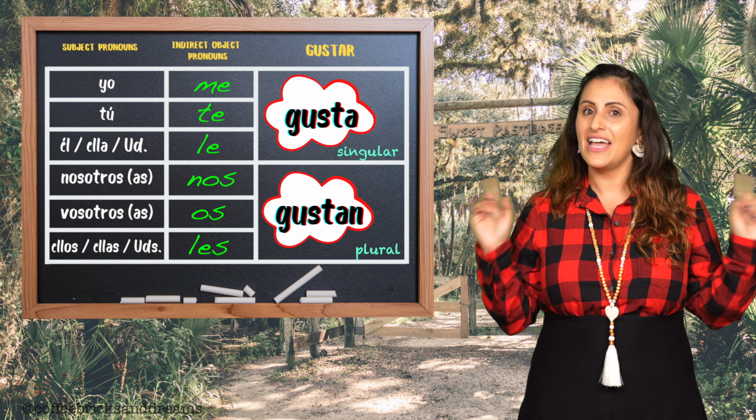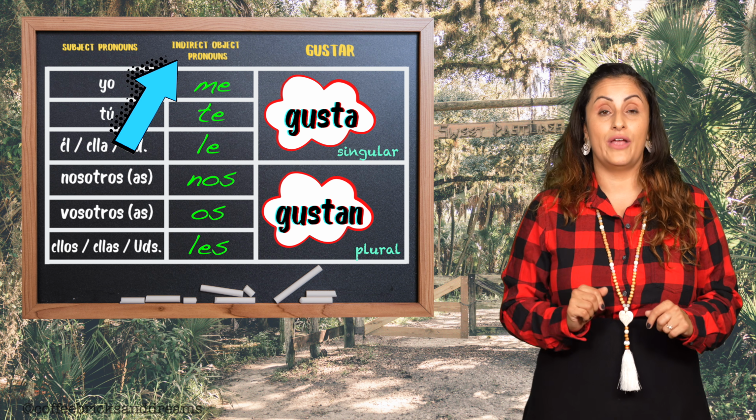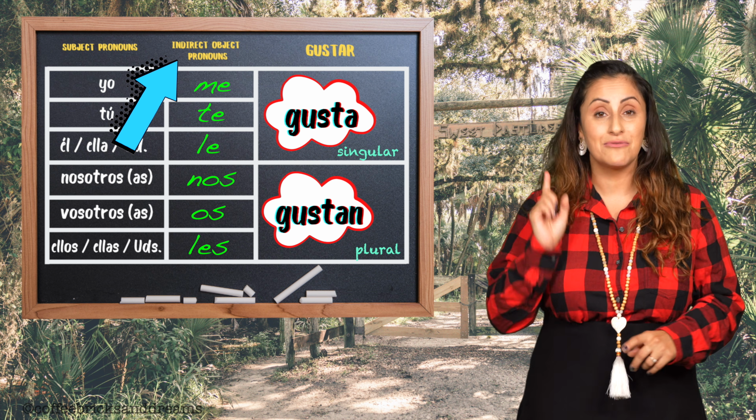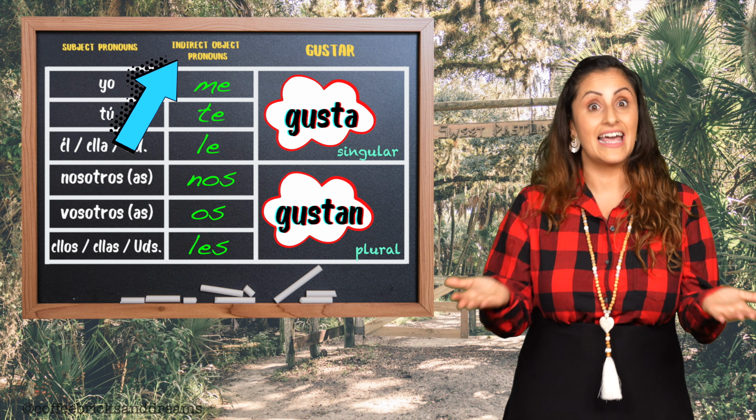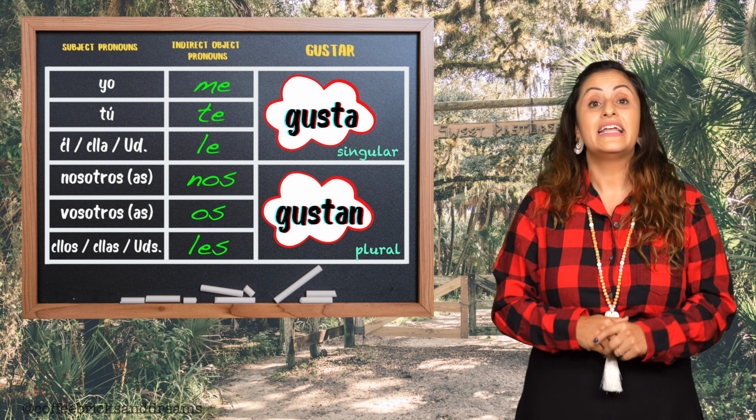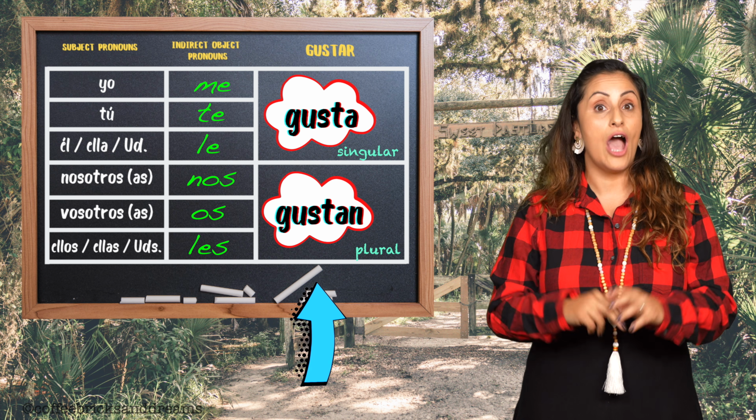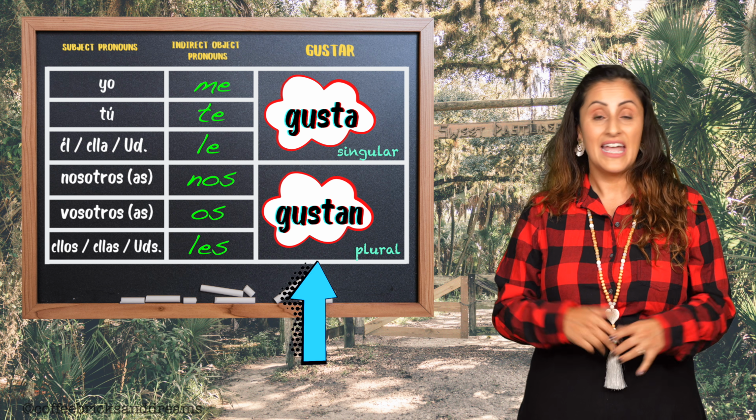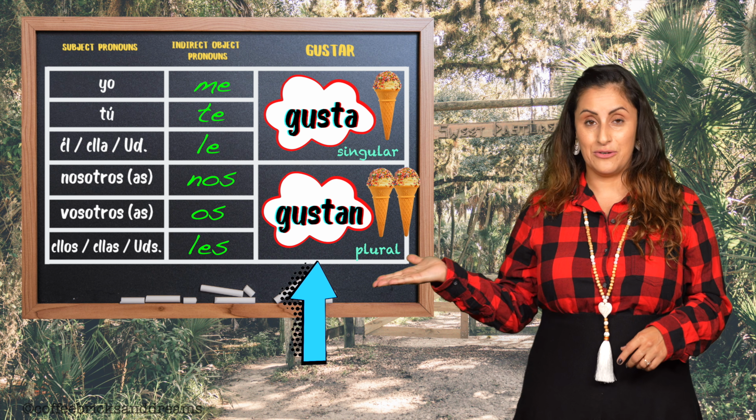So now let's go ahead and review a little bit. The indirect object pronoun is based on the person receiving the action. In this case, we can say the person that likes something, okay? Now, the form of the verb gustar is going to depend on how many items we like. Is it an ice cream or is it some ice creams?